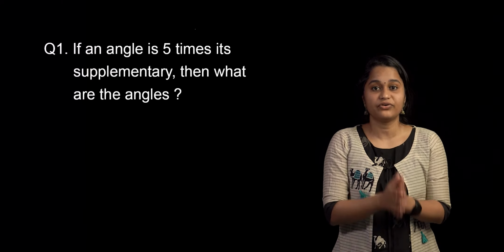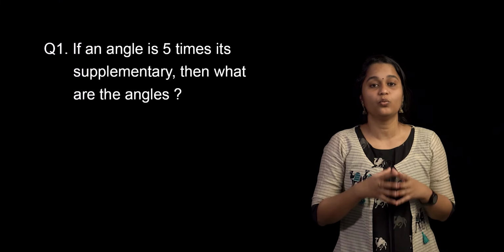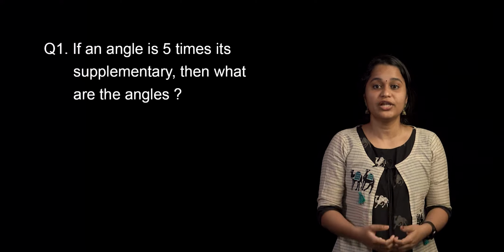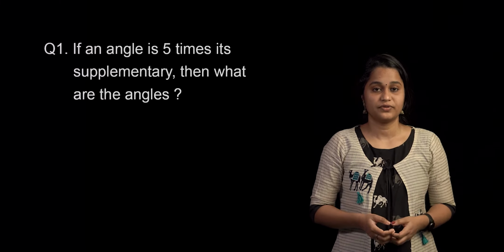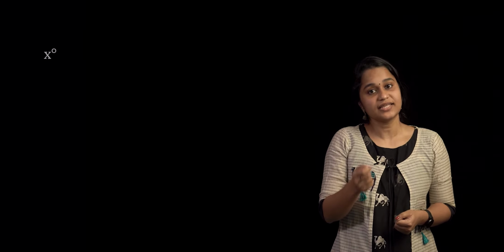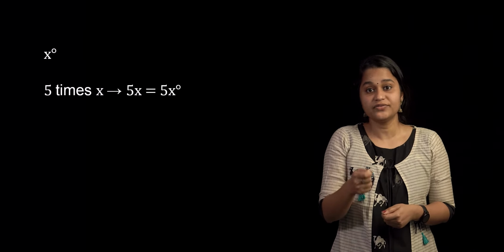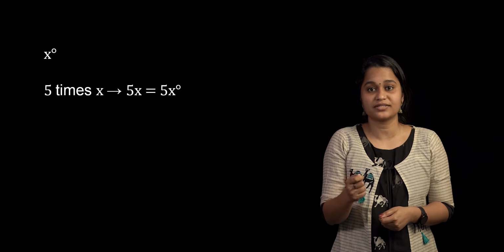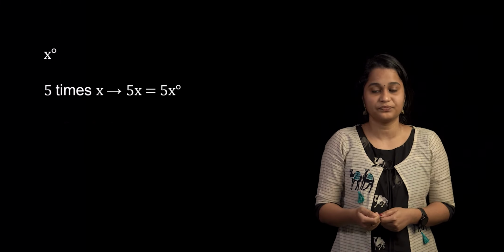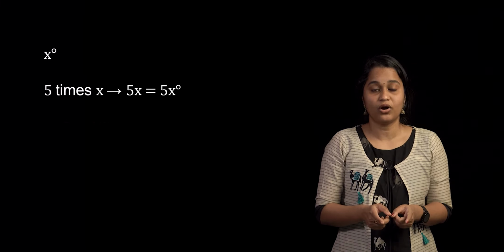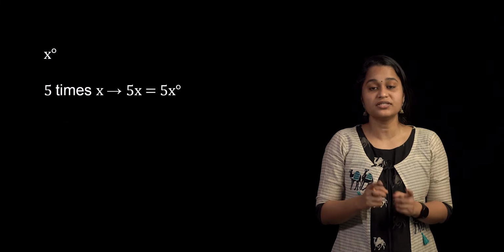If an angle is 5 times its supplementary, then what are the angles? This is the question. So we use linear equations to solve this. So listen carefully. Let us take one angle as x degree. Then other angle will be what? 5 times x means 5 into x, that's equal to 5x degree, right? Given that they are supplementary, then we have what? Sum of this is 180.